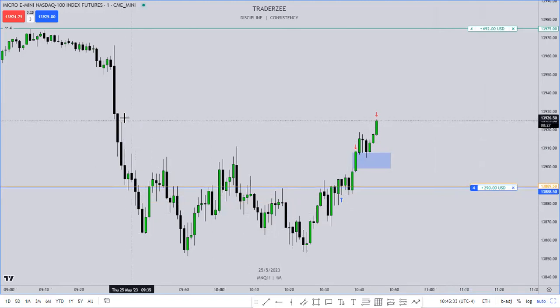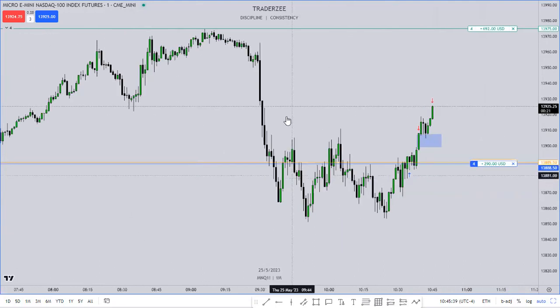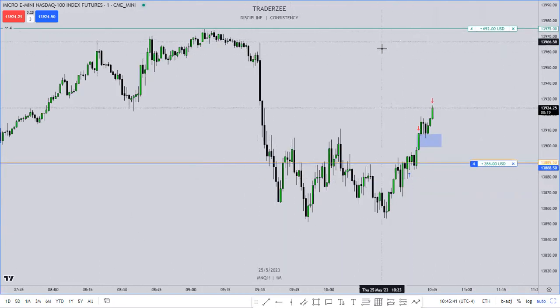You have the small little fair value gap here, and that's why I took a partial here. But what I'm aiming for is the liquidity above these highs. Why am I aiming for that? Because this is the only time that the equities will get in to rally.